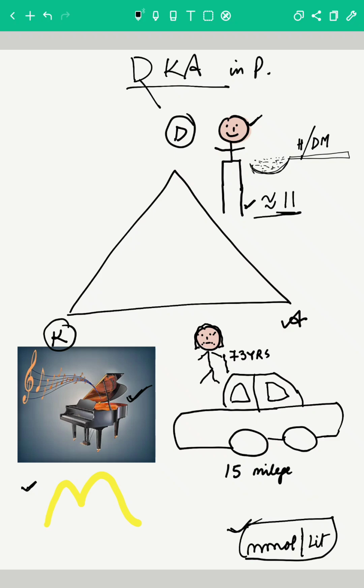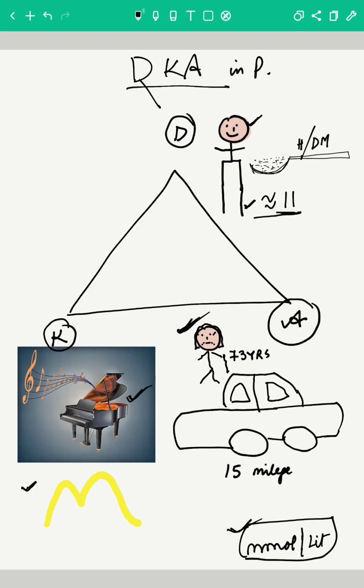Now this diabetic girl, she has a grandmother who is 73 years old. This comprises the acidosis component of diabetic ketoacidosis. Now when we're talking about the acidosis component, we will talk about pH, and as I already said that the grandmother is 73 years old, so the venous pH for the diagnosis will be less than 7.3.